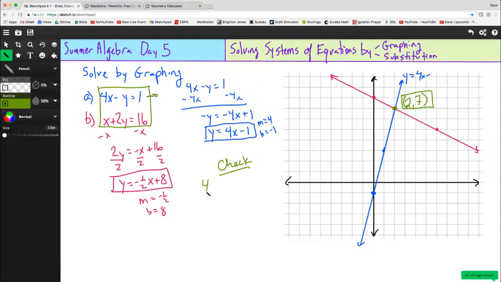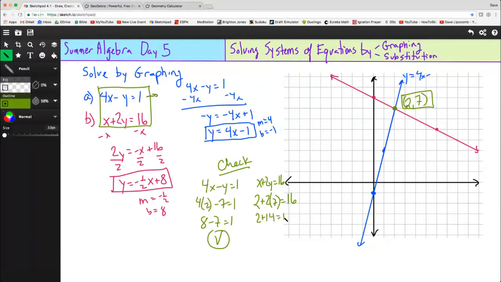So let's write 4x minus y equals 1 and x plus 2y equals 16. We'll put our 2 and our 7 in. So 4 times 2 minus 7 equals 1. Does 8 minus 7 equal 1? Yes, check, that works. Now we take our 2 and our 7 here, so plug a 2 in for x and 7 in for y. 2 plus 2 times 7 equals 16. Does 2 plus 14 equal 16? The answer is yes. So we have our solution, (2, 7), and we have solved it by graphing.